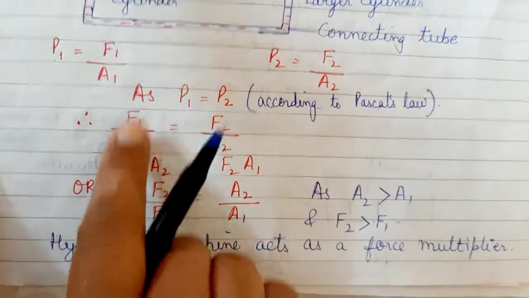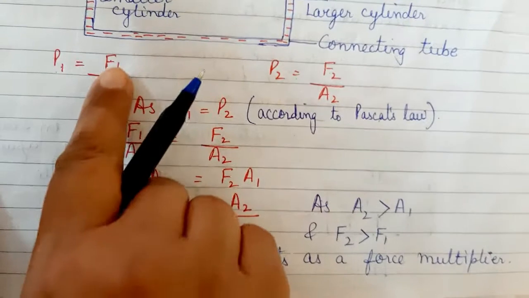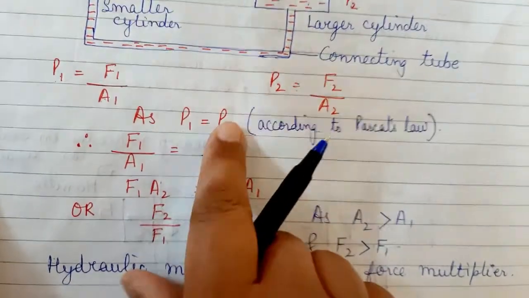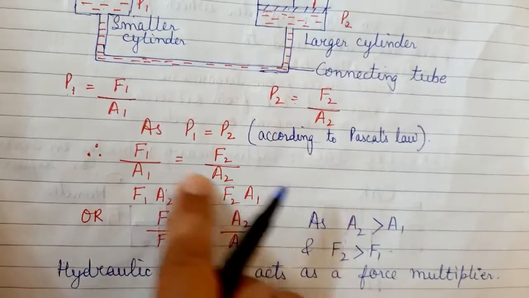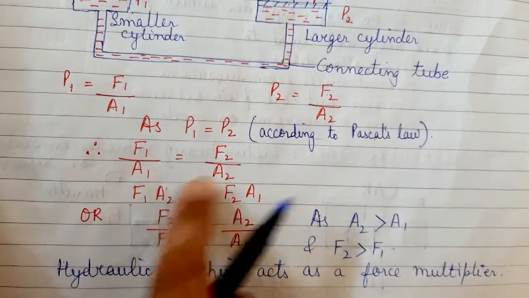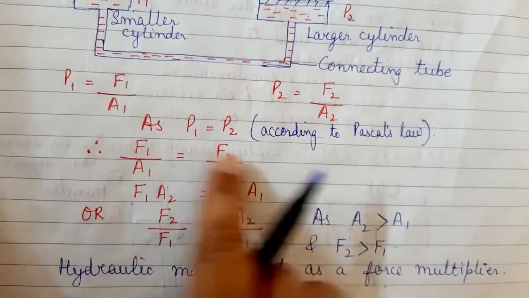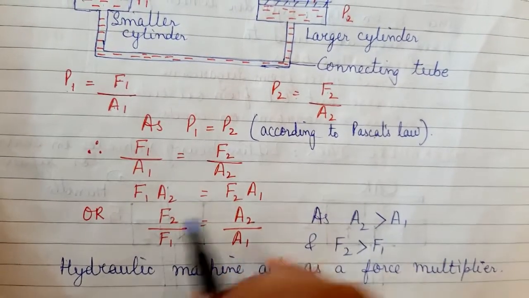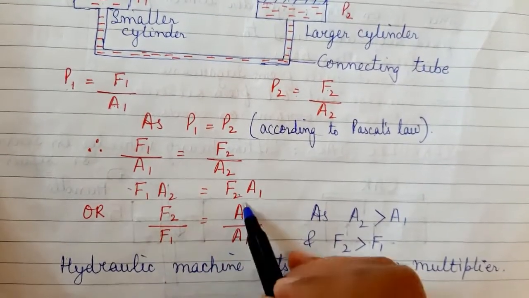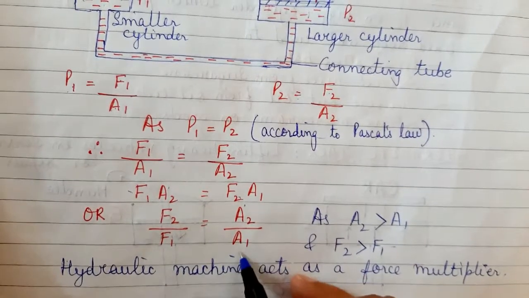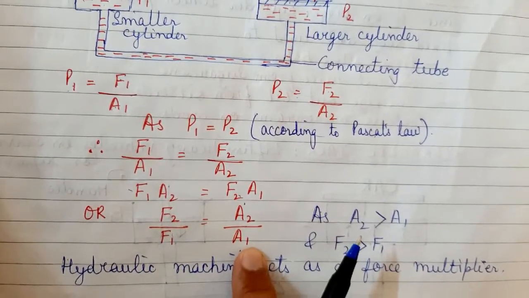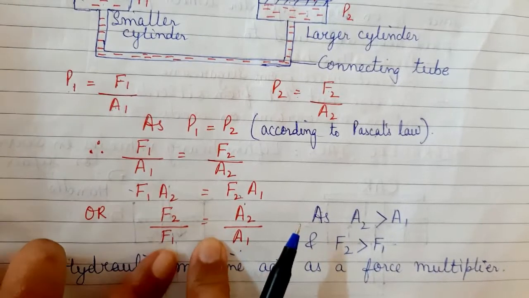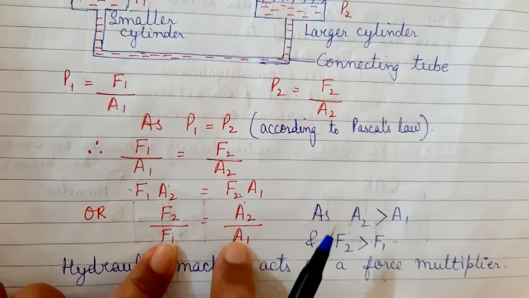Now what is the value of P1 over here? F1 upon A1, and it is equal to P2, which is F2 upon A2. When I cross multiply, I get F1 A2 is equal to F2 A1, and from here I deduce the principle, that is F2 upon F1 is equal to A2 upon A1, and this is known as the principle of a hydraulic machine. It will be used to solve the numerical problems.